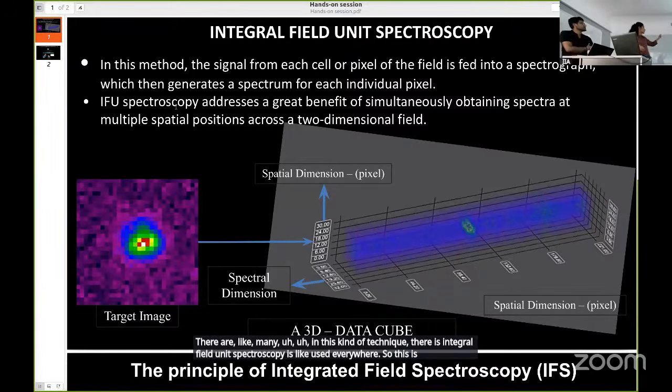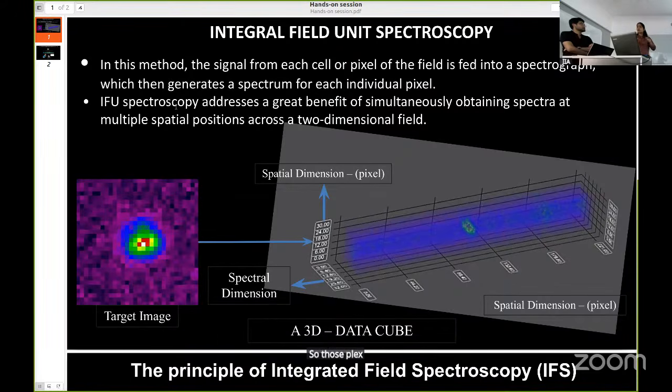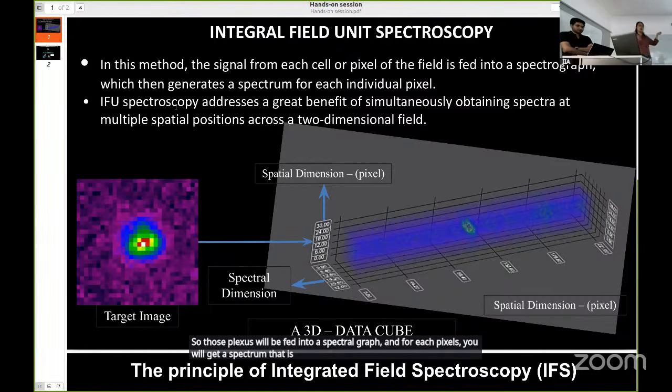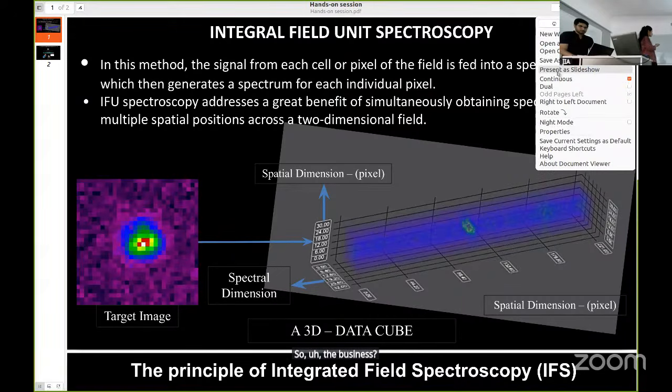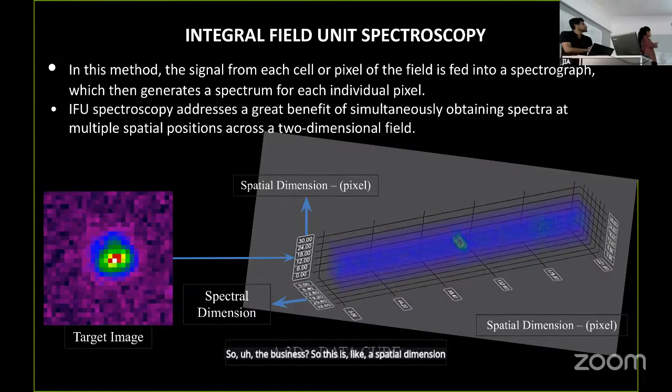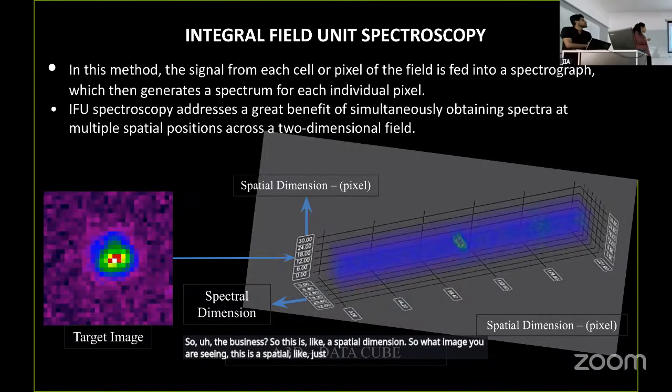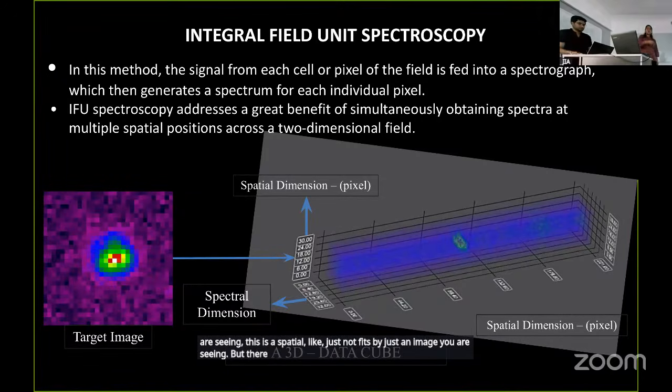This is a method where the signal from each pixel is used. You have an image, and each pixel gives you a flux. Those fluxes will be fed into a spectrograph, and for each pixel you will get a spectrum. The instrument which does this is an integral field spectrograph. So you can see here, this is the spatial dimension. What you are seeing is just an image, but there is a z-axis which gives the spectral dimension. So here you will get a spectrum.